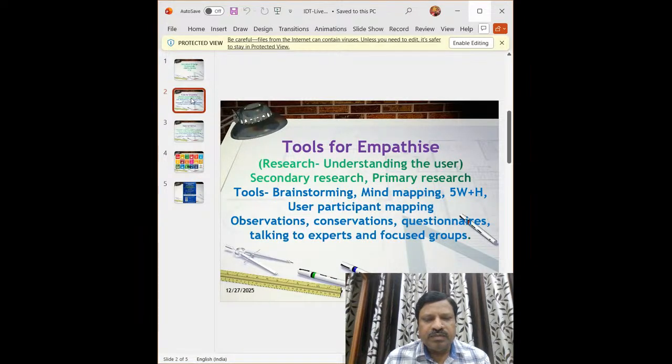And when you go for primary research, we go to the users and understand their needs or pain points. There are different ways to understand the users: observations or conversation with them, questionnaires, talking to experts and talking to focus groups. So there are different tools or formats available, and I'm going to discuss them.